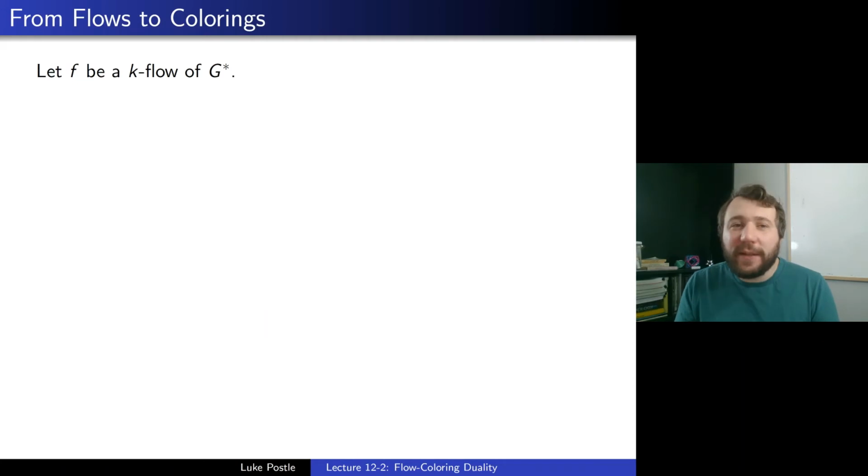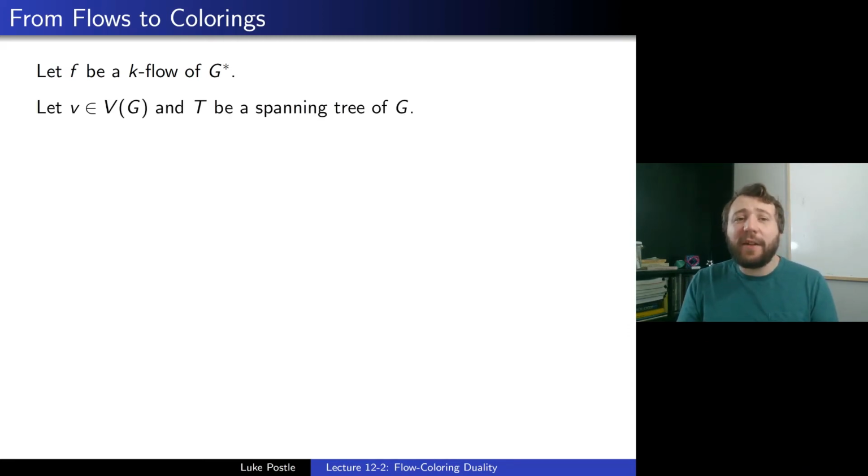So now what do we do? We want to go from flows to colorings. So let F be a K-flow of G star. I need to show you the coloring that corresponds to it. How does this work? Let V be a vertex of G and T be a spanning tree of G. So we have V being any vertex and T being a spanning tree. And here I'm using connected.